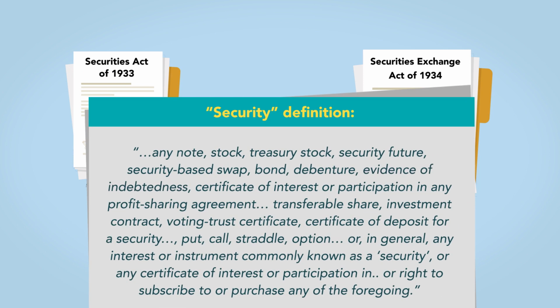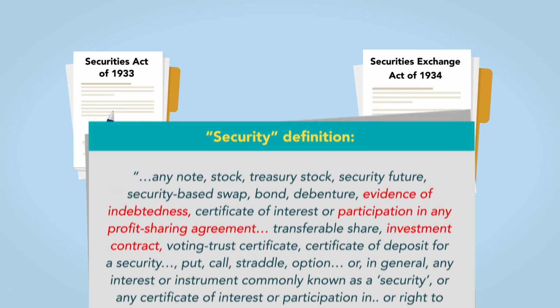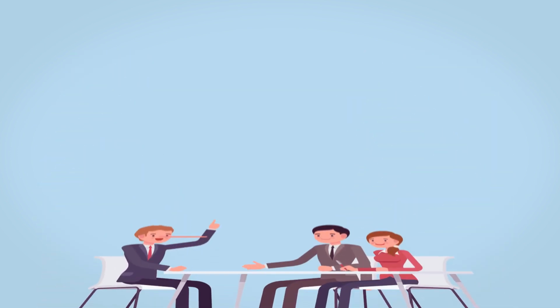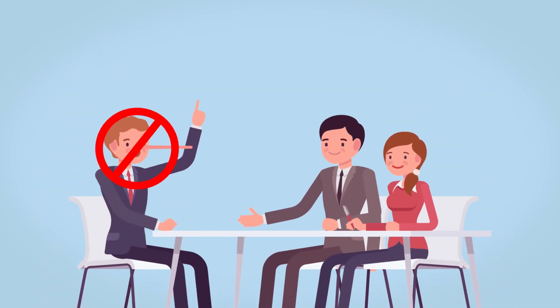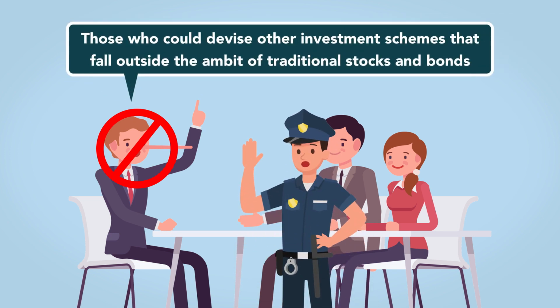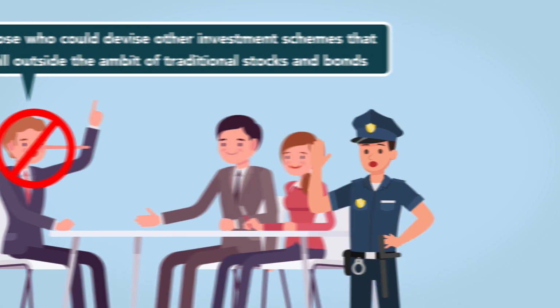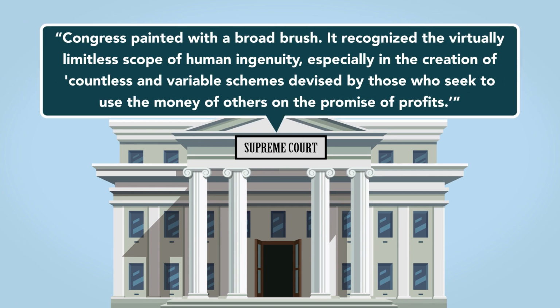These definitions include generic terms like evidence of indebtedness, participation in any profit-sharing agreement, as well as a catch-all phrase, investment contract. These broad definitions of securities are attributable to several factors. First, the Securities Act was meant to prevent the recurrence of the fraudulent schemes of the 1920s. Congress wanted to stay one step ahead of those who could devise other investment schemes that fall outside the ambit of traditional stocks and bonds. As the Supreme Court put it, Congress painted with a broad brush. It recognized the virtually limitless scope of human ingenuity, especially in the creation of countless and variable schemes devised by those who seek to use the money of others on the promise of profits.